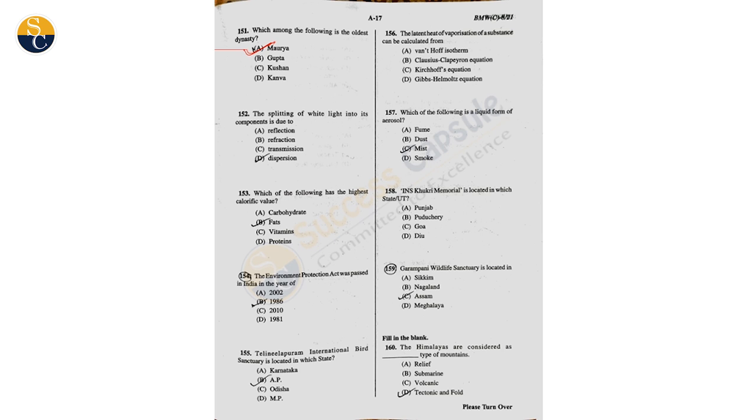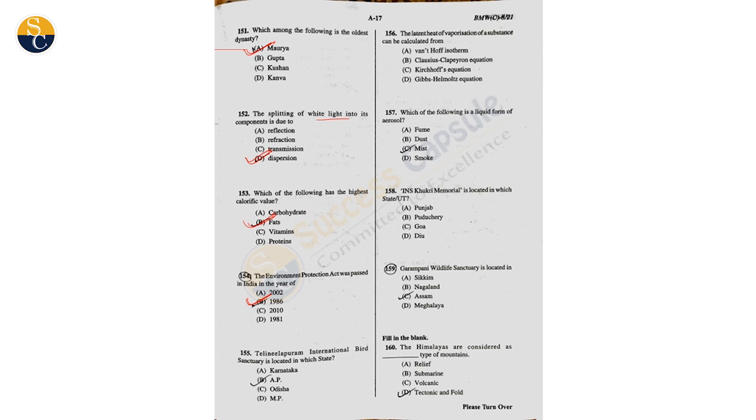Next, the splitting of white light into components is due to? Answer is D, dispersion. Next, which of the following has the highest calorific value? Fat. So, B is the correct answer and it is also the biggest source of energy. The Environment Protection Act was passed in 1986. So, B is the correct answer.